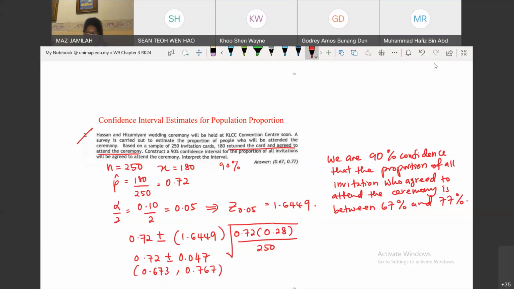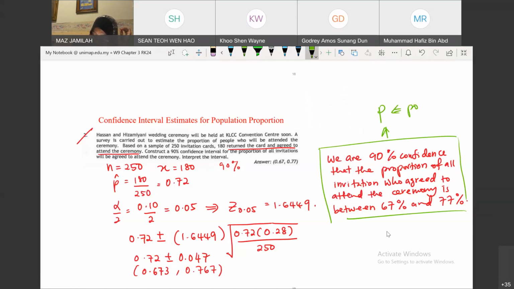That's how we solve the proportion for the population. So this is what we call our statistical inference for our P, that is the population proportion. To get this population proportion, we are making inference using the sample proportion.